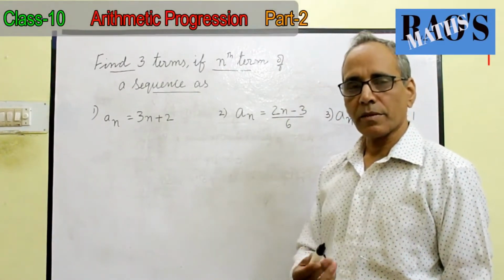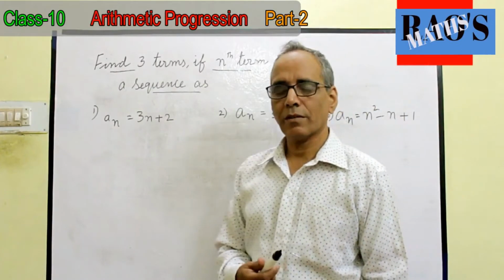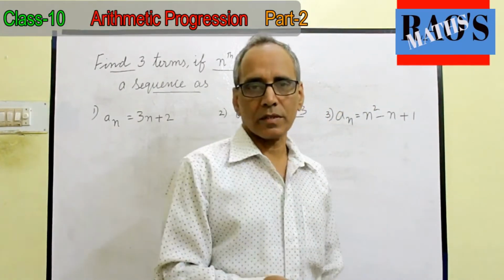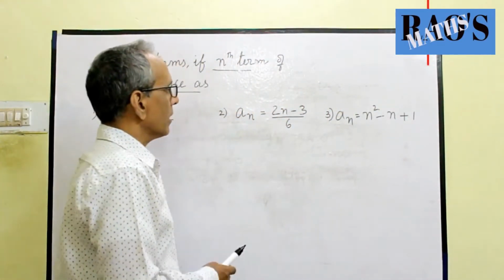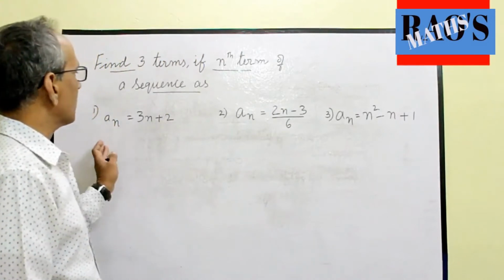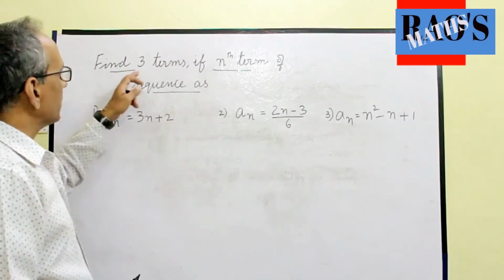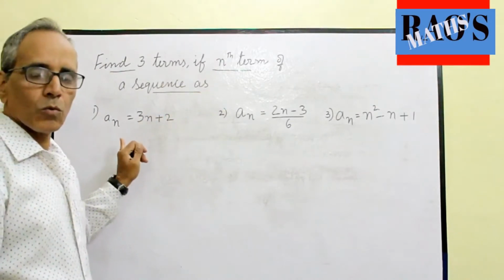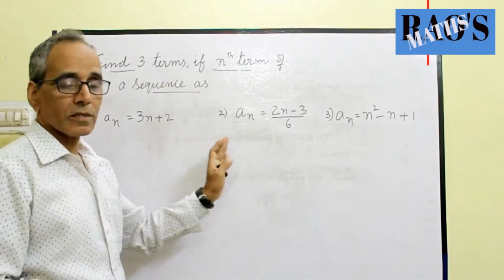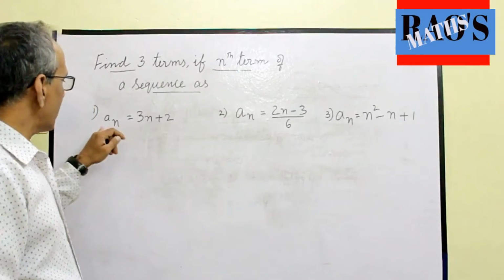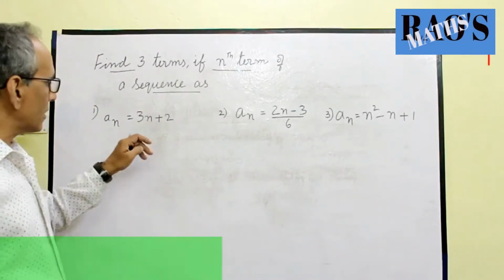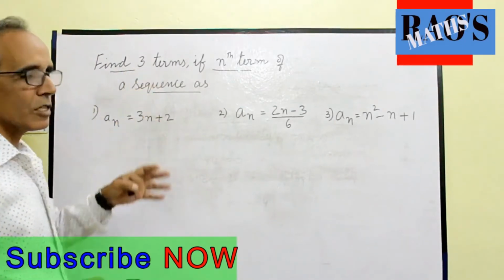So already in the previous class, we learned how to derive a rule for the sequence. We know already the sequence. Here are some rules of some sequences given. The question is, find three terms if the nth term of the sequences are given here. This is the nth term of a particular sequence, that is 3n plus 2. I want the first three terms of the sequence.